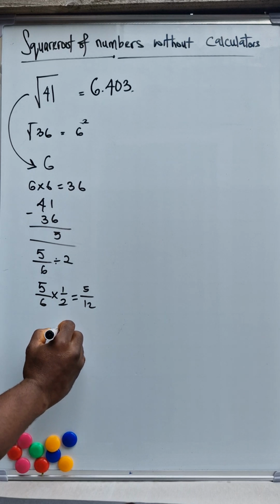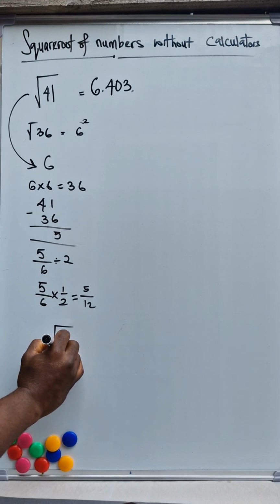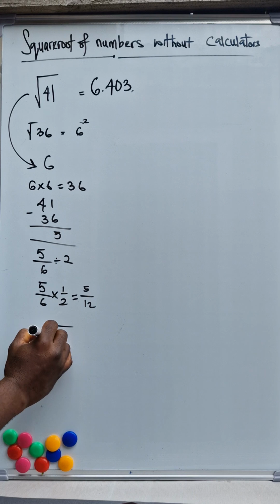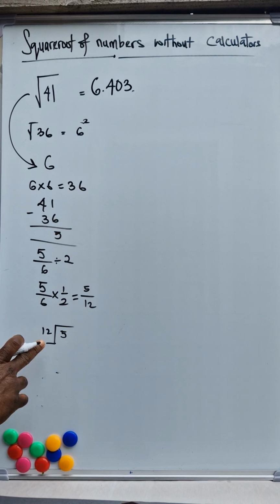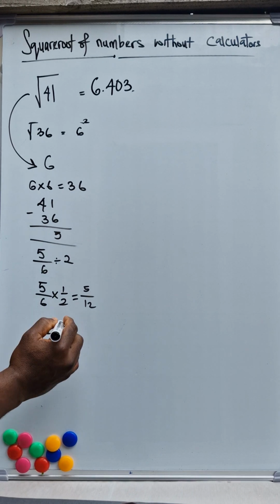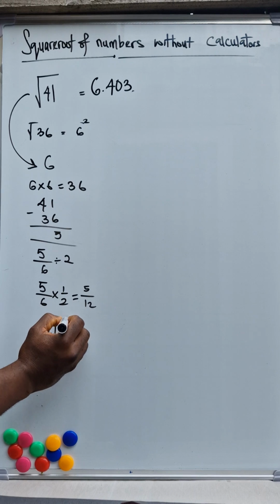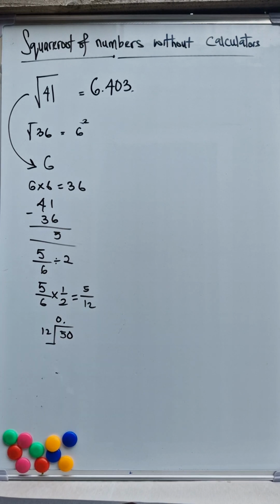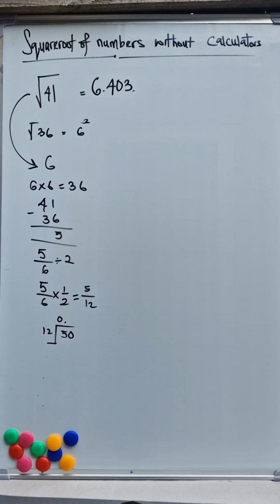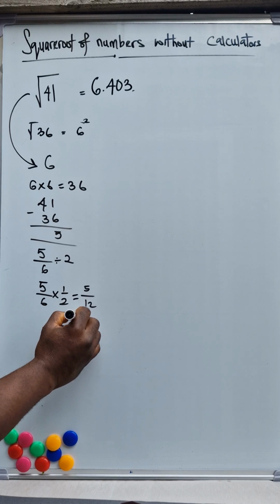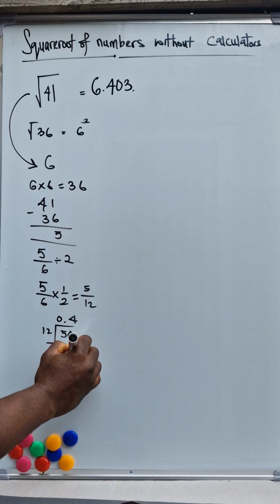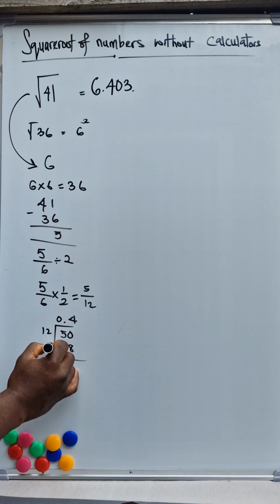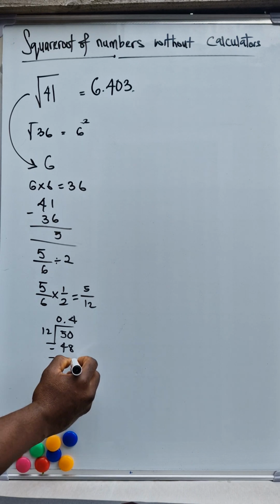So using long division, my 5 goes in, my 12 stays out. 12 into 5, it can't go, so 0, you put your point. As you're putting your point, you add 0 to that. 12 into 50 is 4. 4 times 2 is 8. 4 times 1 is 4. So you subtract 48 from 50. That leaves me with what?